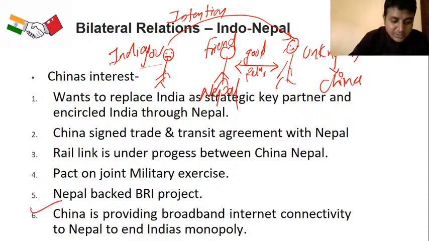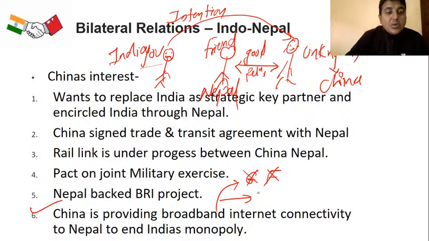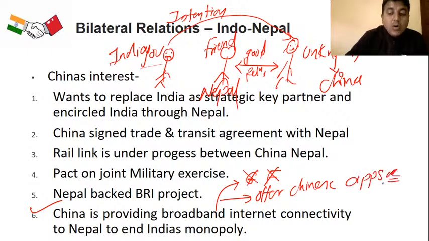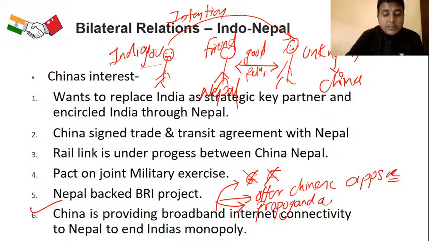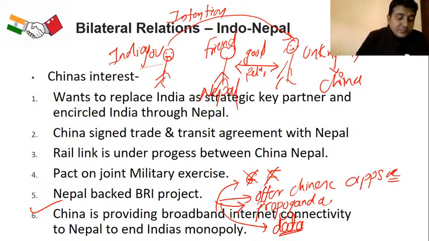And here it is mentioned that China is providing broadband internet connectivity to Nepal, and this ends India's monopoly. And why is it a dangerous thing? As you know, Google is banned in China, Facebook is banned in China. When they provide that, they are going to offer Chinese apps or other things, and there is a possibility of propaganda. And after that, it is data. This data is highly sensitive. Yes, exactly, Shagir.